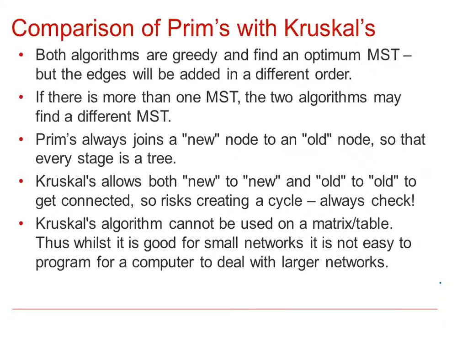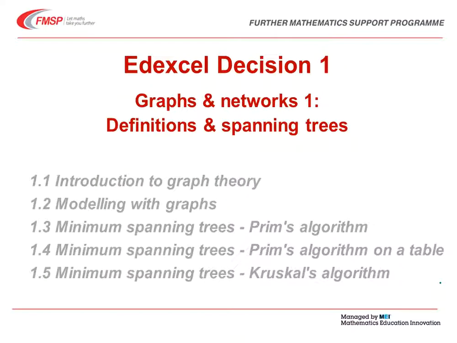Kruskal's algorithm cannot be used in a matrix tabular form. Thus, whilst it is good for small networks, it is not easy to program for a computer to deal with larger networks. So for larger, more complicated networks, we would be looking at using Prim in a tabular form. And that brings us to the end of Graphs and Networks 1.